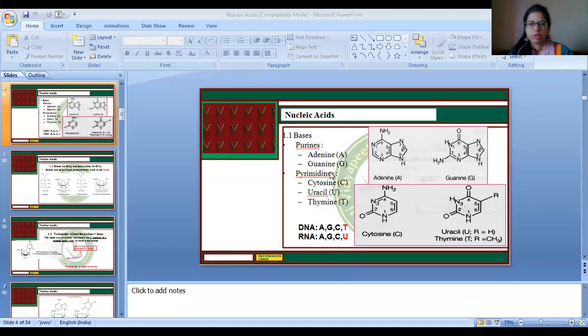Here I am showing the structure. Here you can see that the purines, adenine and guanine, have double ring structures. On the other hand, pyrimidines have only a single ring structure.